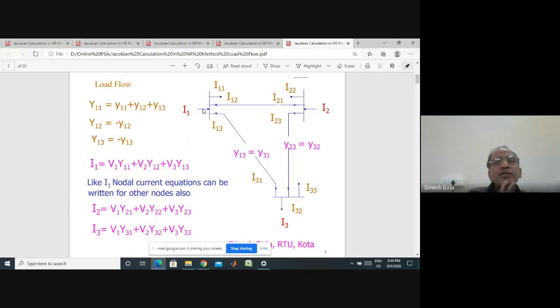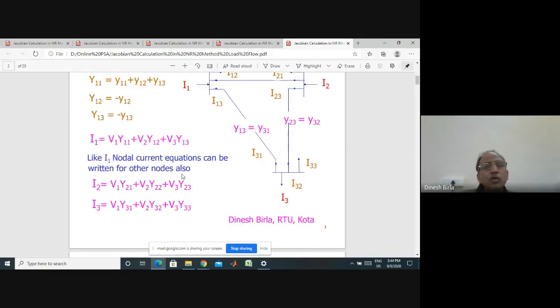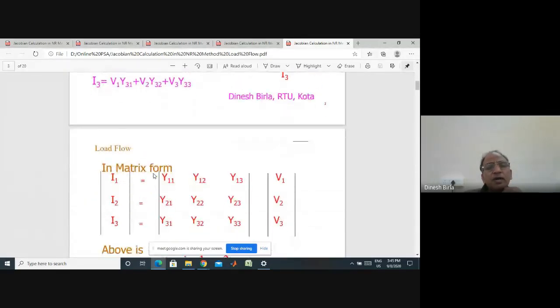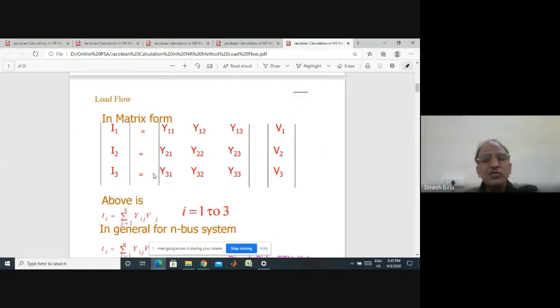You have already understood about that. For example, the current entering at bus number 1, the total current I1, is given by V1 Y11 plus V2 Y12 plus V3 Y13. You can observe that capital Y11 is the summation of the admittances connected to bus 1, and capital Y22 is the summation of the admittances connected to bus 2. Similarly, capital Y12 is equal to capital Y21, capital Y13 is equal to capital Y31, and capital Y23 is equal to Y32. You have already known about it, and this is the matrix showing the same.